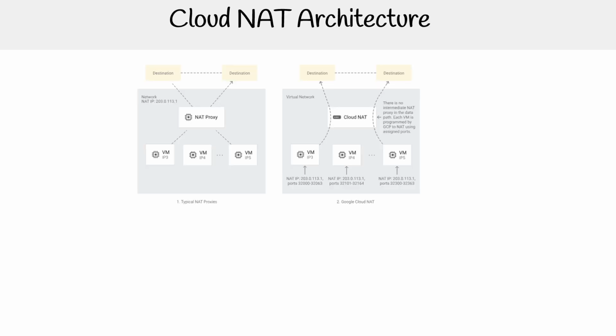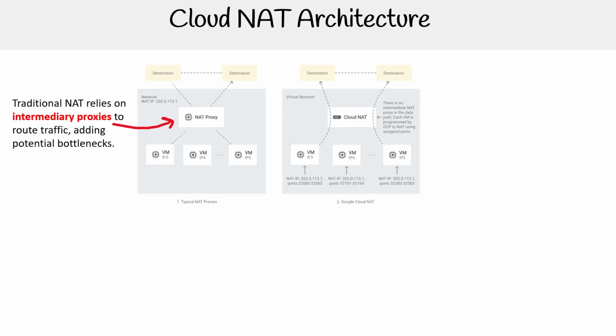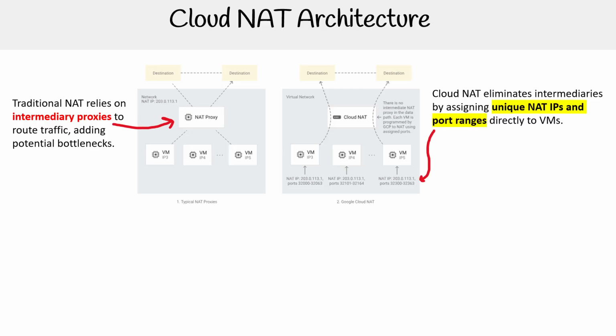Let's take a look at NAT architecture. On the left-hand side, we have a traditional NAT, which relies on intermediary proxies to route traffic, adding potential bottlenecks. And then on the right-hand side, with Cloud NAT, the Cloud NAT eliminates intermediaries by assigning unique NAT IPs and port ranges directly to the virtual machines. So just to be clear, you have the typical NAT proxy or the Cloud NAT. It's up to you what makes sense for your use case.